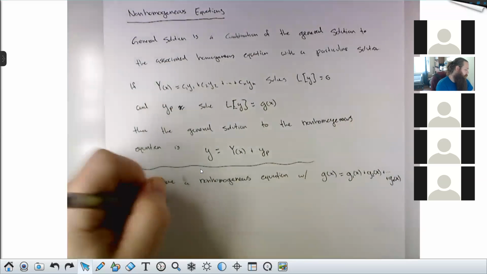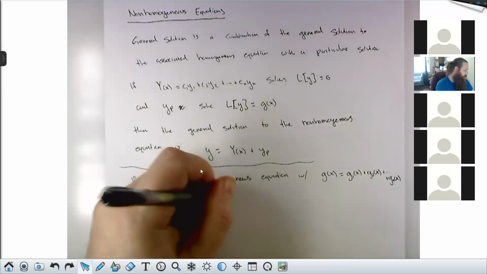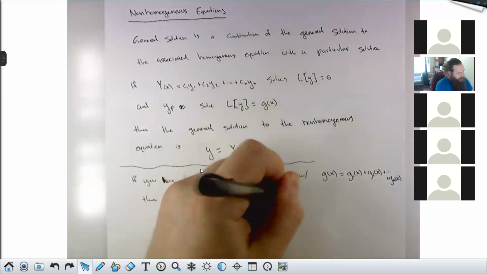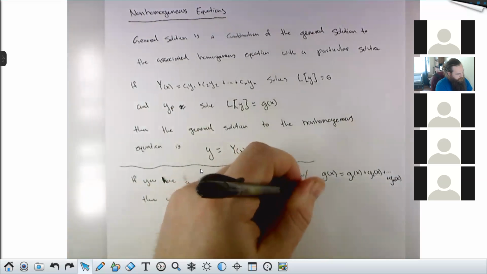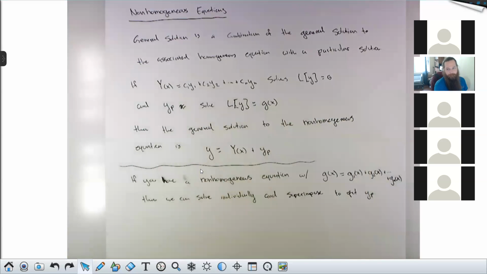Then we can solve individually and superimpose to get yp. All right, so kind of the first useful fact when it comes to solving non-homogeneous equations, when it comes to finding these particular solutions that give us the right-hand side we want, is that you can break the right-hand side down into pieces. So let's say it like this.